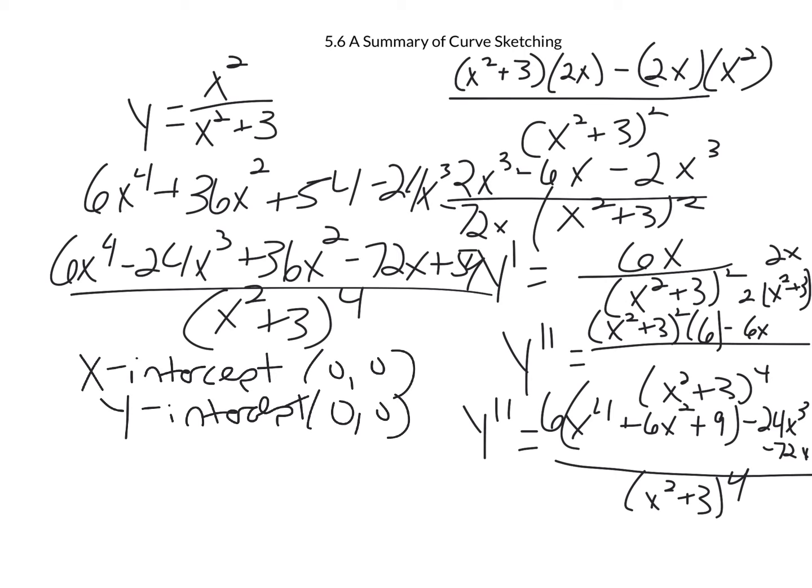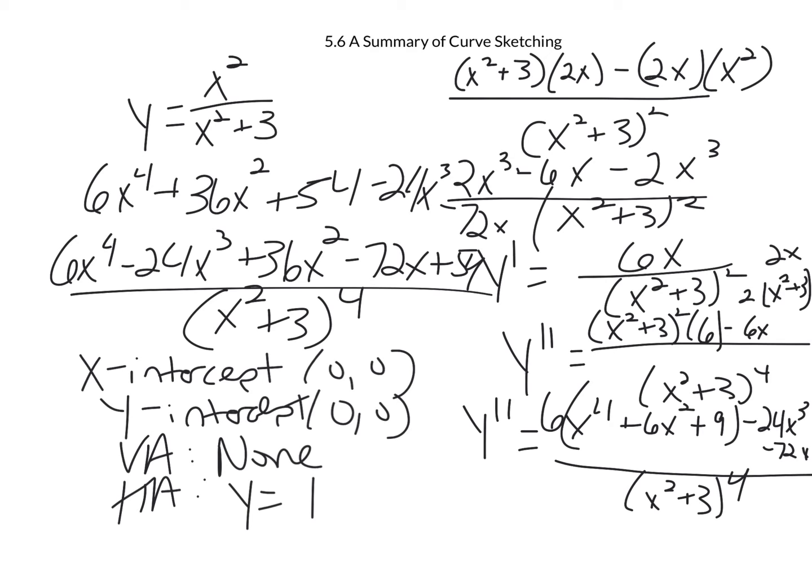Vertical asymptote, or values that make the denominator 0, we have none. VA, none. HA, you should know from yesterday, power is the same, so with the coefficients, 1 over 1 is 1, so HA is y equals 1.